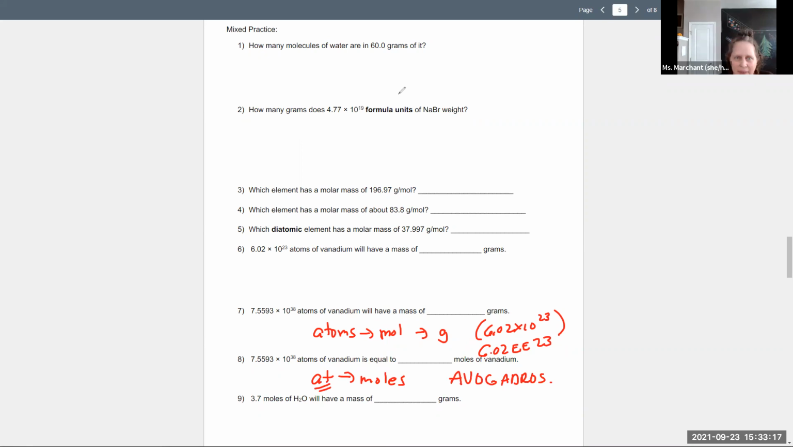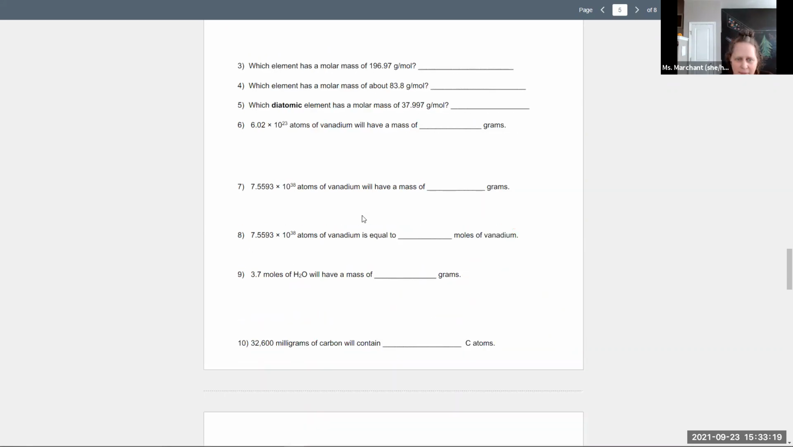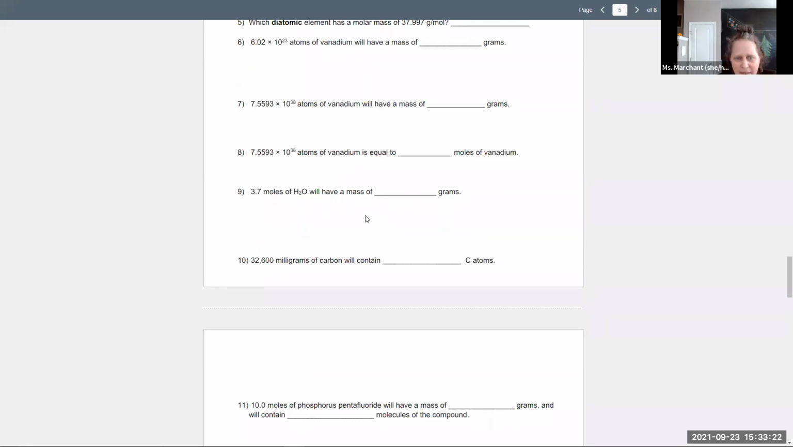Okay, let me move this guy up. 3.70 moles of water will have a mass of what? What is my known? 3.70 moles of water. The mass is my unknown. I'm going from moles to grams. Moles is already there, so I don't need to add it in the middle. I just have 1 unit conversion. What converts between moles to grams or grams to moles? Molar mass.